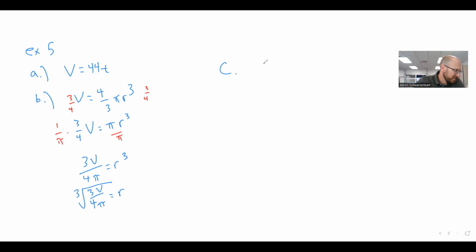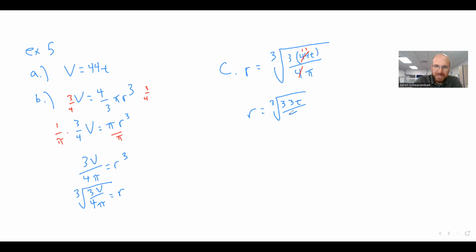The next question is, write an equation that gives the radius as a function of time. That means I'm going to plug in 44t for V. So 3 times 44t, over 4 pi. Because I can, I'm going to simplify this. The 44 becomes an 11. R equals the cube root of 3 times 11, which is 33t, over pi.